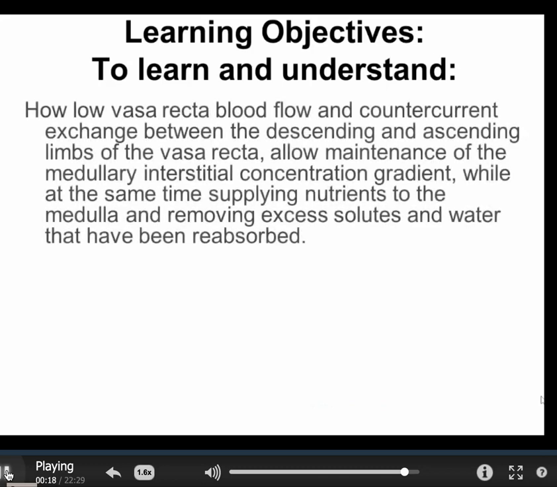The first thing we'll discuss in this lecture is how a blood supply can be delivered to the medulla without washing out the medullary interstitial concentration gradient. There has to be a blood supply, of course, in order to deliver oxygen and nutrients and remove waste and excess solutes and water that have been reabsorbed from the tubules. But this has to be accomplished without flushing out the medullary interstitial concentration gradient.